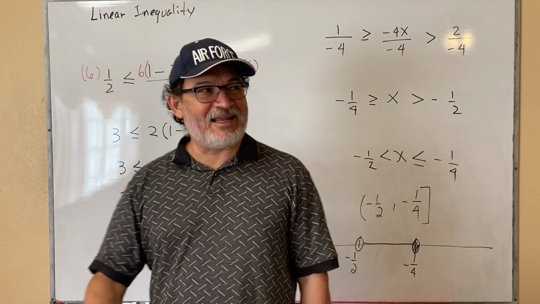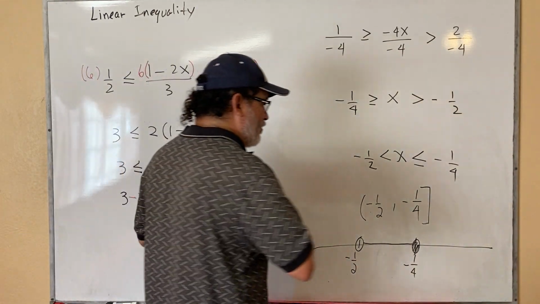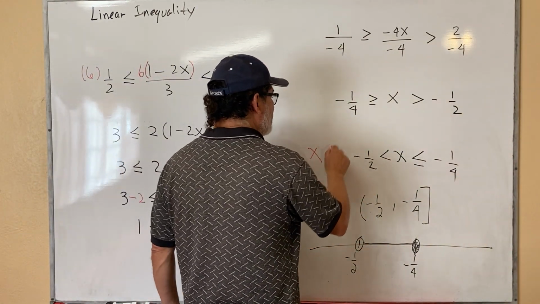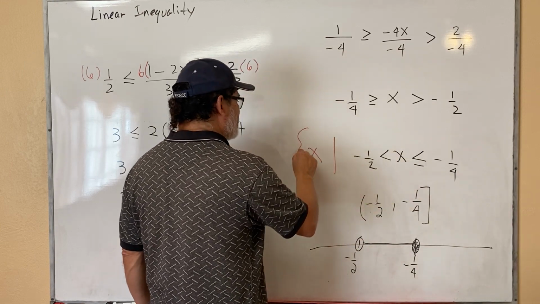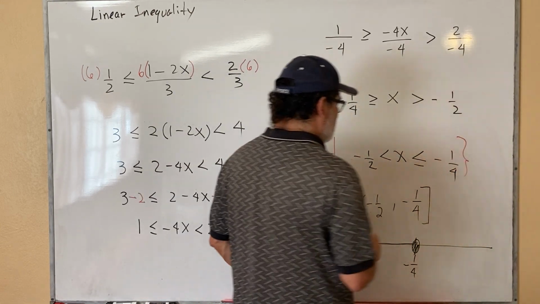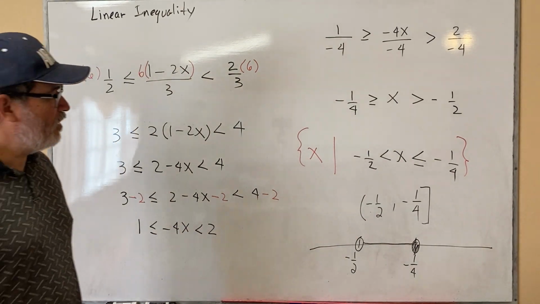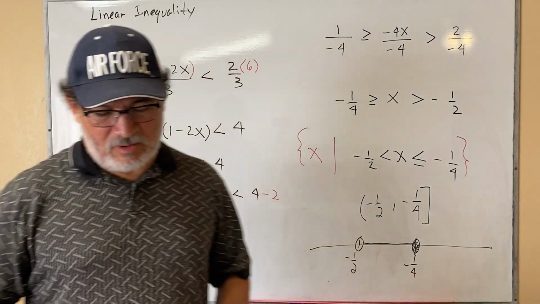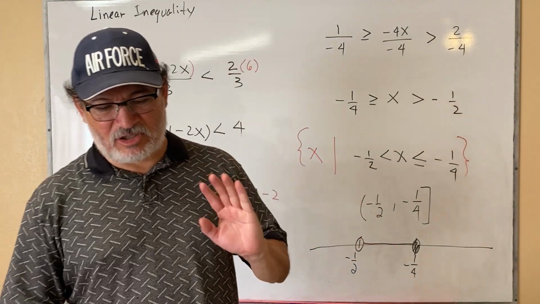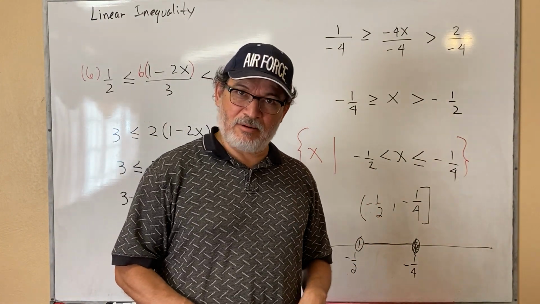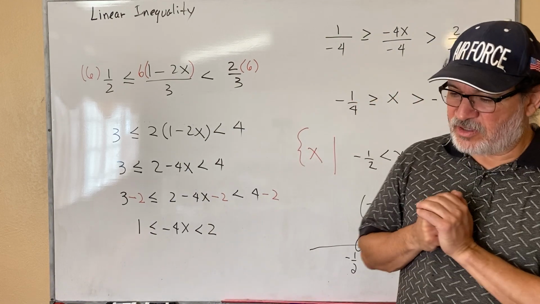And if you want to make it in set notation, no problem. It's here, x, such that all of this takes place. And there you go. Okay, very good. So this is section 2-3. Okay? All right, very good.